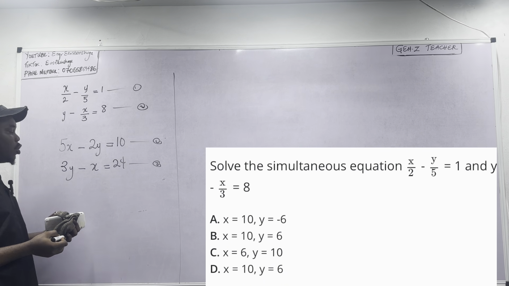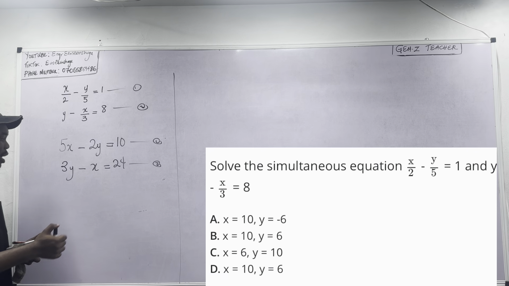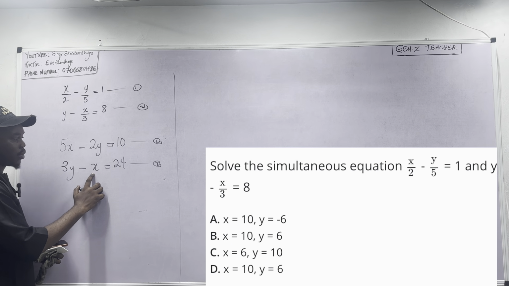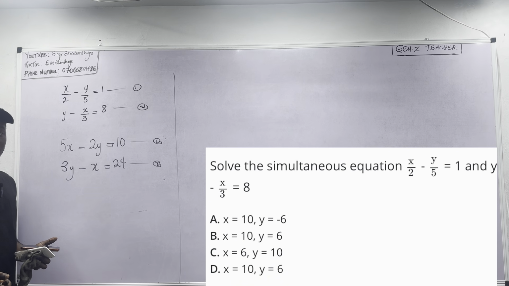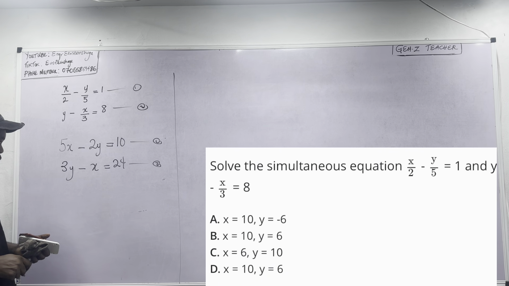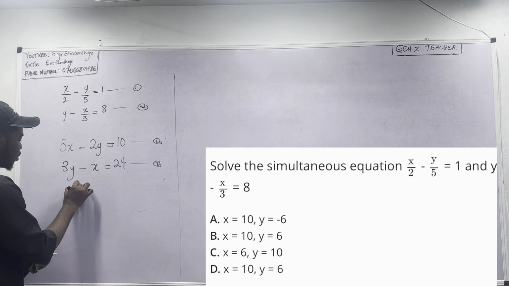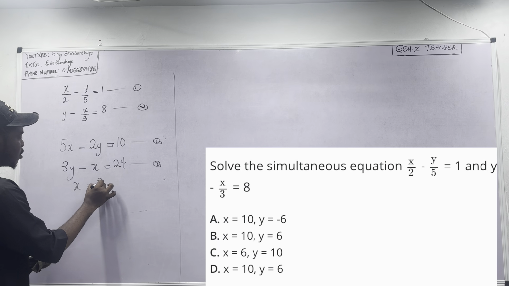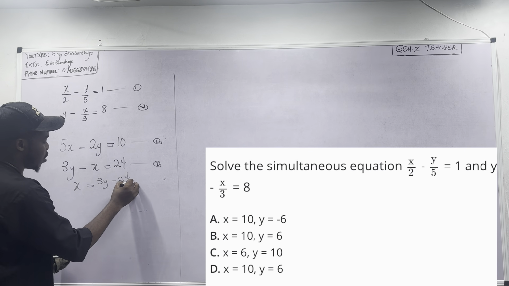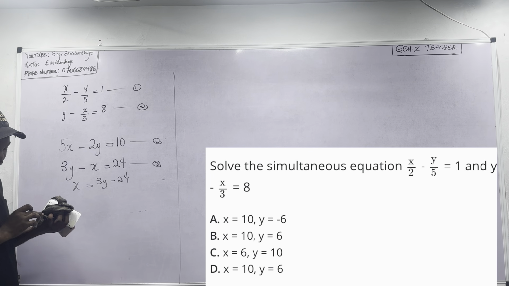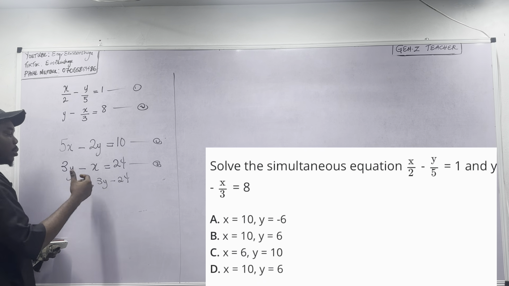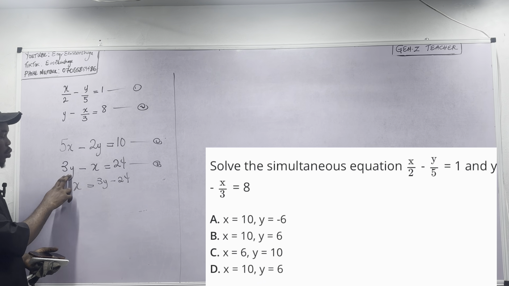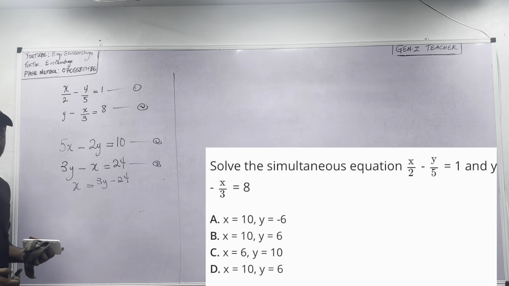Now quickly, you're going to make x the subject of formula in equation 2 and then put the value for x into equation 1 to find the value for y. So we have x becomes, from equation 2, 3y minus 24. How did I get that? It's very simple. We take the value of x this way and 24 comes this way, becomes negative. We'll have x equals 3y minus 24.